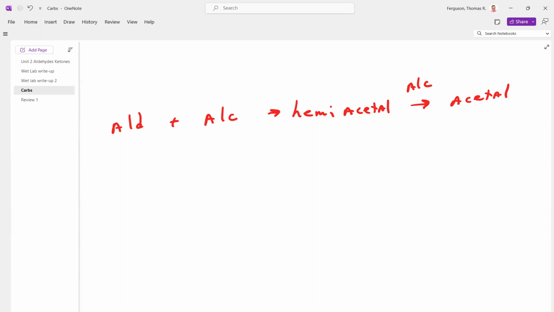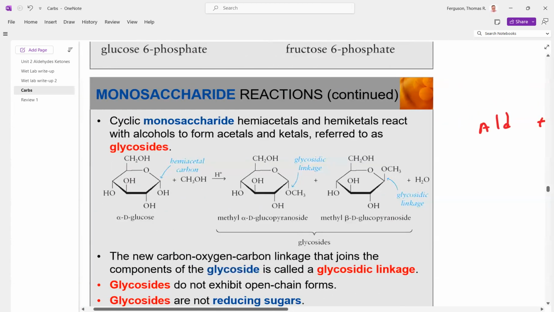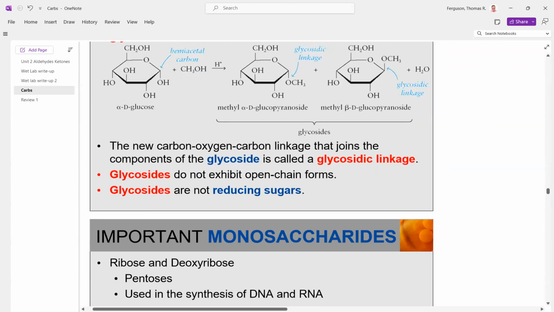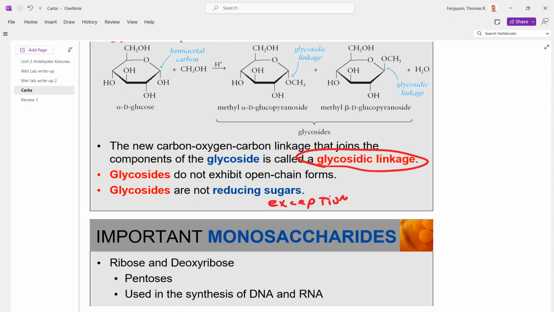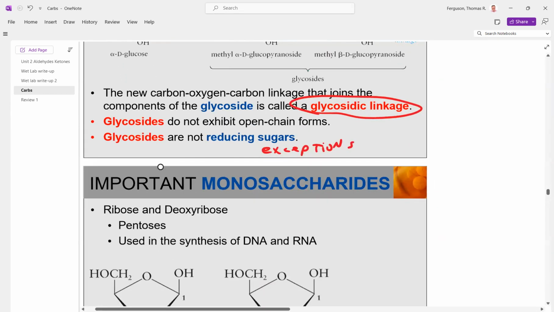It's called a glycosidic linkage. So that's what they're talking about here. So let me show you. Okay, glycosides, which are hooked up molecules that have an acetal linkage, according to the statement, are not reducing sugars. There's a number of exceptions I'm going to talk about. In fact, there's a lot of exceptions.